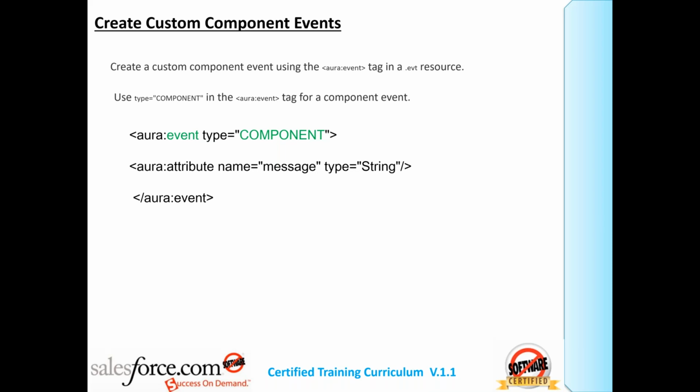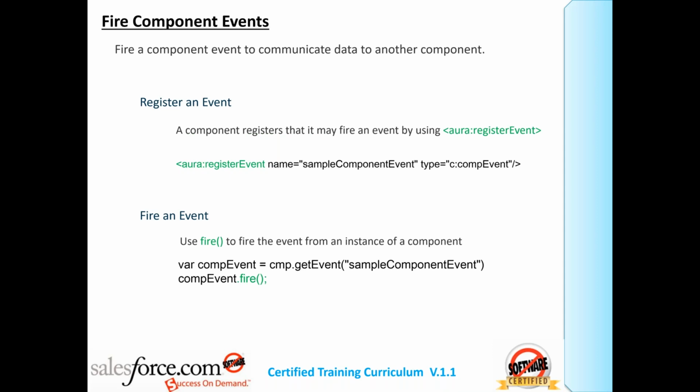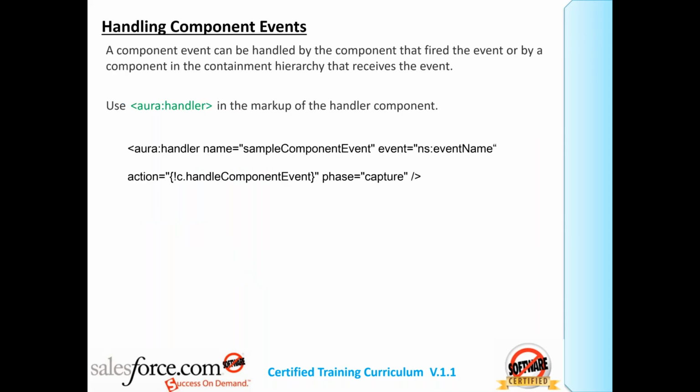Now, event. First step, create event. Second step, register the event. Third step, fire the event. How to register the event? You use a command called aura register event. Next, fire the event. How can I fire? I use the keyword called dot fire. Once the event is fired, the last step is handle the event: aura handler, to handle the event.